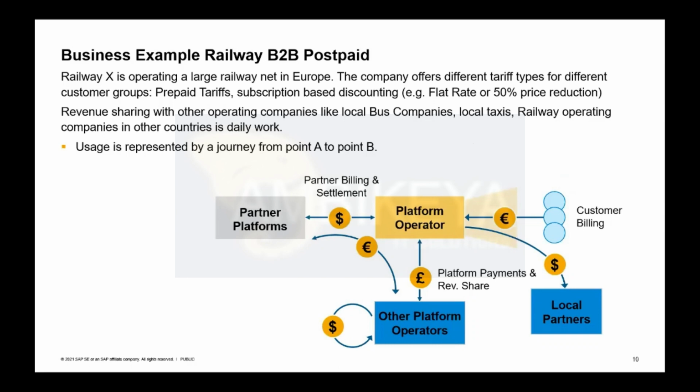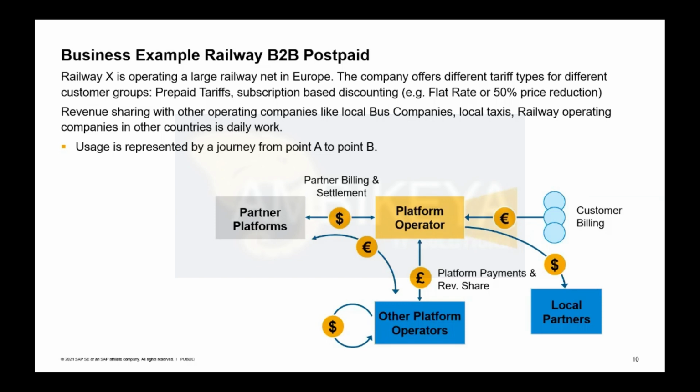So my second example is from railway industries. Railway X is operating a large railway net in Europe. The company offers different tariff types for different customer groups. For example, we have prepaid tariffs. We have a subscription-based discounting, like flat fees or 50% price reductions.